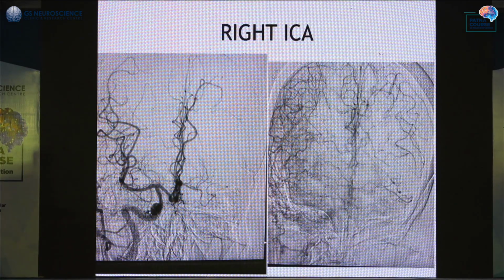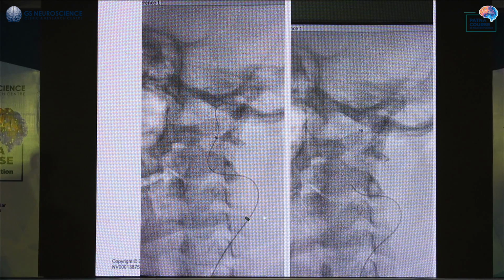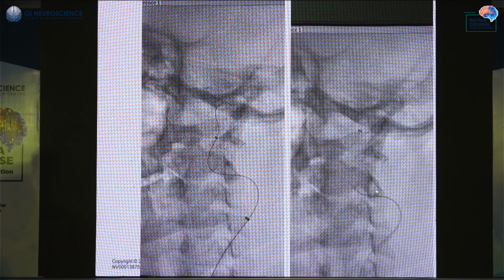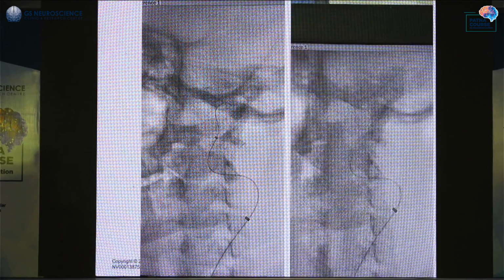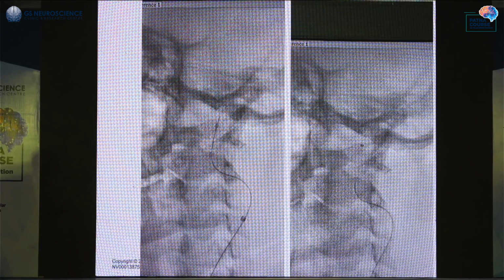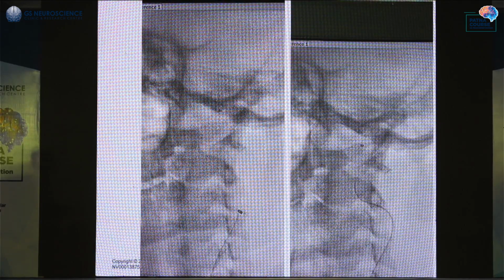Sometimes we can face a problem, like in this case, when I was advancing, my aspiration catheter was not going beyond the cervical ICA. So when you feel resistance going in the ICA, don't go further. And the second thing, when I'm doing the aspiration, don't do repeated angiograms in between till you clear the artery. If you are doing the angiogram in between, you may dislodge the thrombus further.